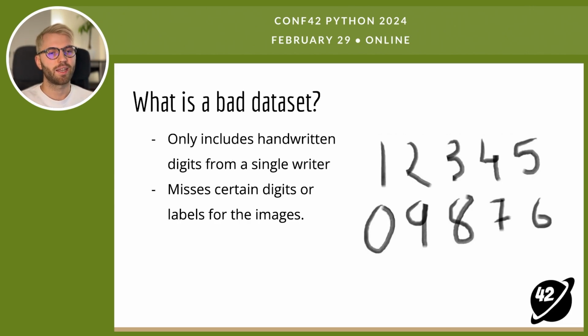A bad data set in this case would be one that only includes handwritten digits from a single writer, because then the model would be biased towards the writing style of that particular writer and would not be able to generalize well to other handwriting styles. Or if this data set was missing certain digits or labels for the images.